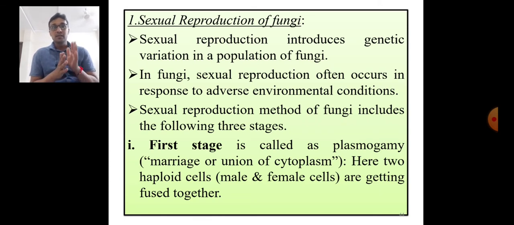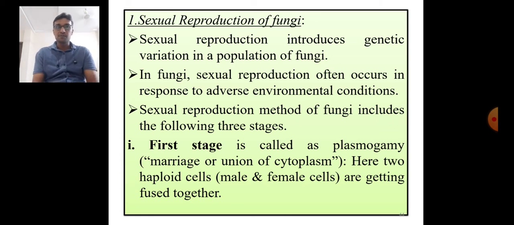Third point, the sexual reproduction method of the fungus basically includes the following three stages. आता या sexual method मध्ये काय होतंय? As I told you students, this is one of the methods which is basically responsible for the sexual reproduction of the fungus, but this sexual method of reproduction basically occurs in three stages or three steps, and all these three steps are mentioned here in front of you in the presentation.